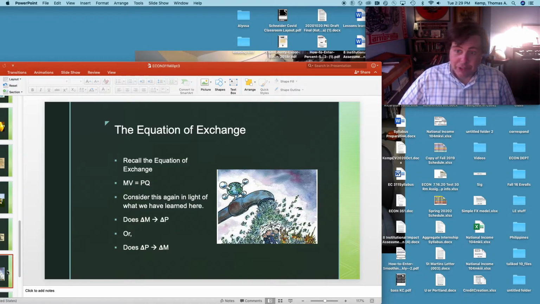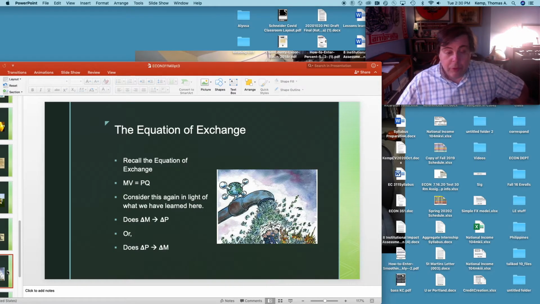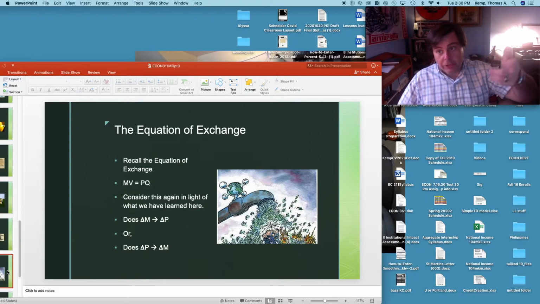The equation of exchange, which we've discussed in previous videos, is a very old economic idea, at least 500 years old. It's a truism, right? It's not something that we define as being true. That's the idea: M times V equals P times Q, or M, the money supply, times its velocity, the number of times it changes hands.